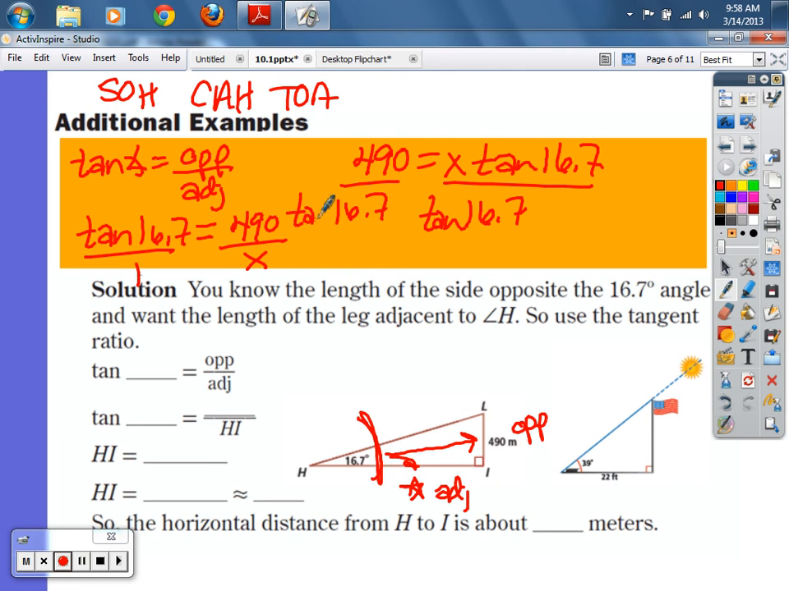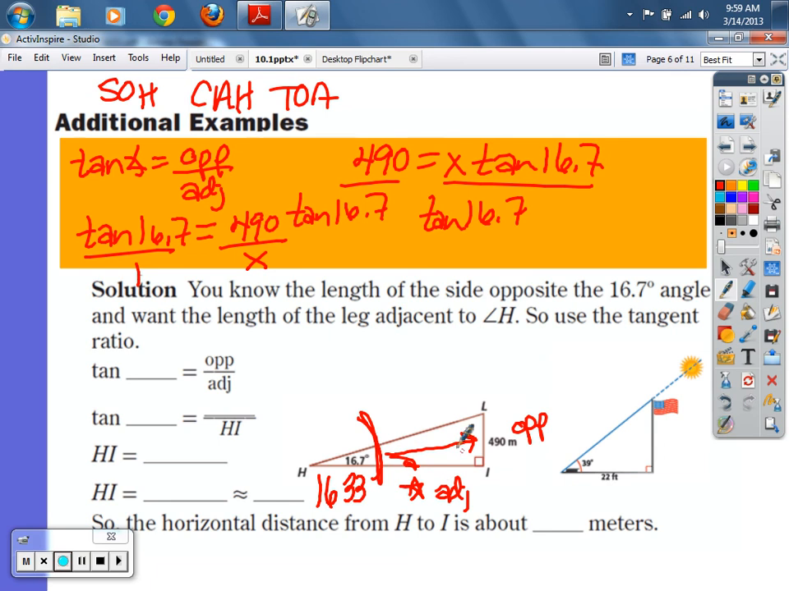That's a way different answer. Don't make the mistake I just wrote down. 490 divided by tangent of 16.7, and we get a way big number. 1,633 meters. This should make sense. This is an itty-bitty angle, and this is still 490. It's going to be pretty far out.